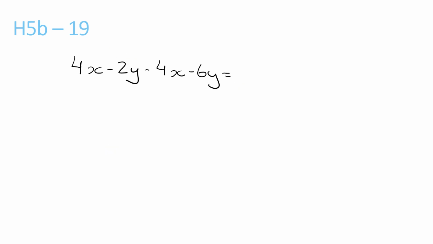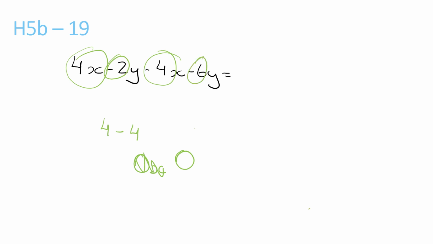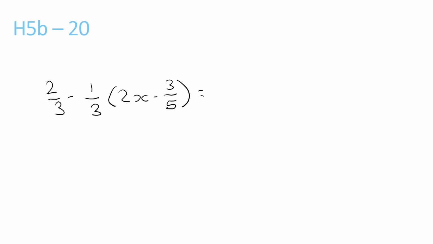So question 19. 4x minus 4x, so 4 minus 4 pretty much, which is 0. Remember the x, but if it's 0x you just don't write anything, so it's 0. And minus 2 minus 6, so that's minus 8 with the y. That is your answer. Then the next question is this one.